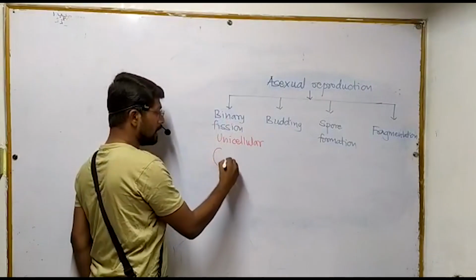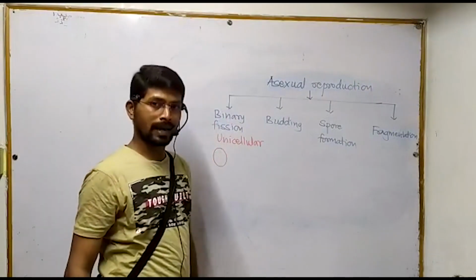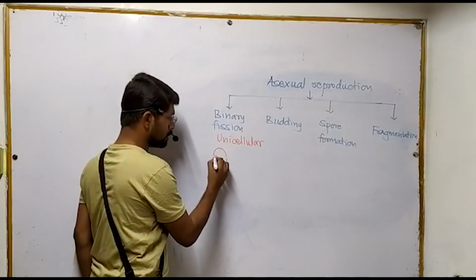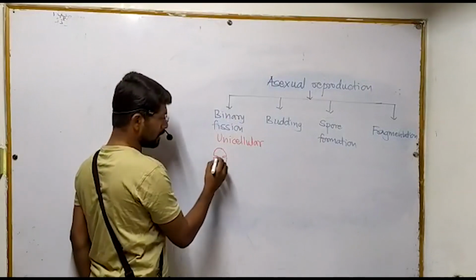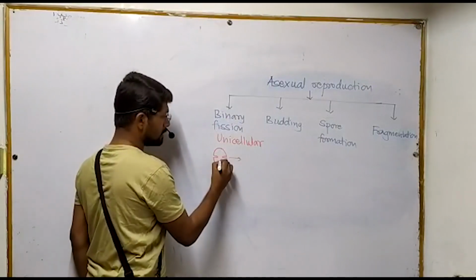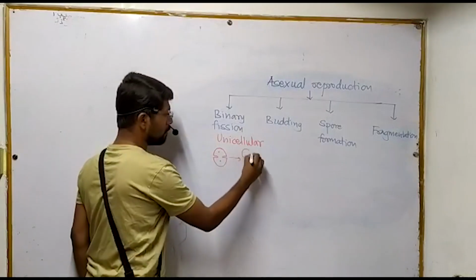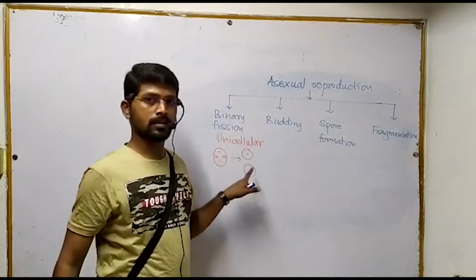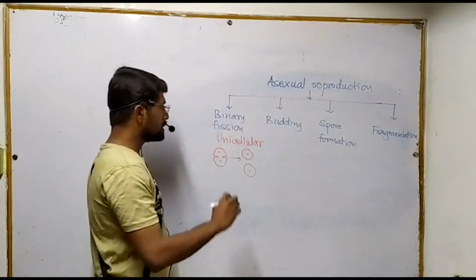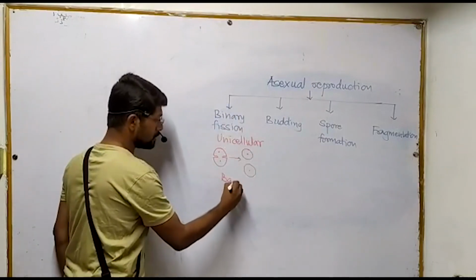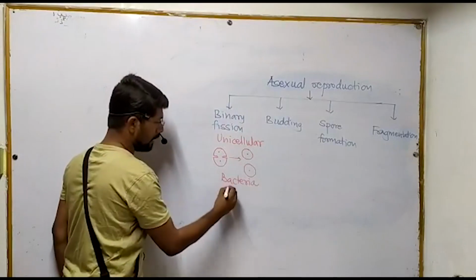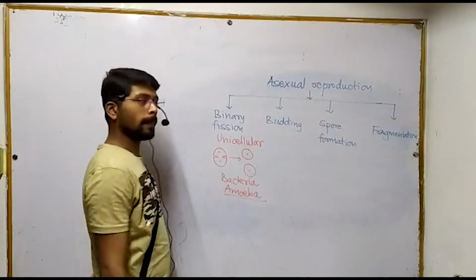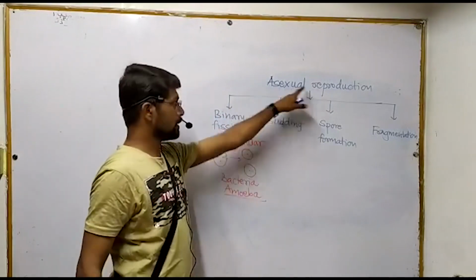Here a single-celled parental organism will show cell division, obviously by mitosis. It will show a constriction like this, and this parental cell, due to nuclear division, finally divides into two new individuals. This process is called binary fission. The best examples of binary fission are bacteria and protists like amoeba. So this is the first type of asexual reproduction.